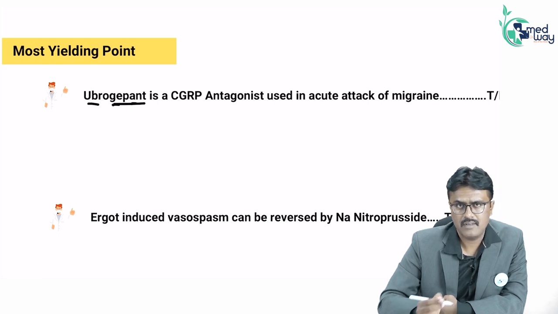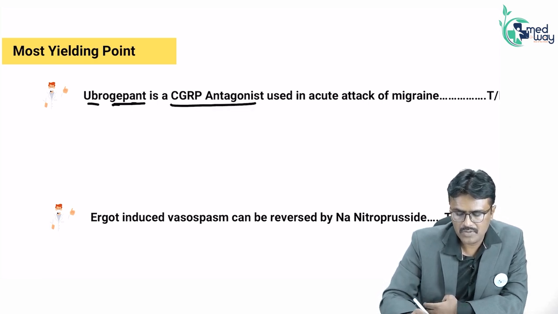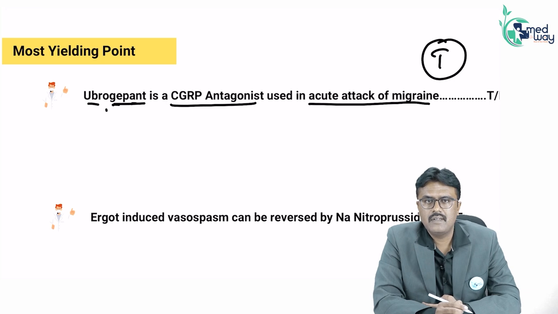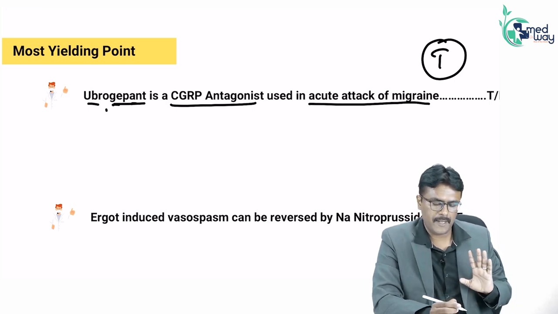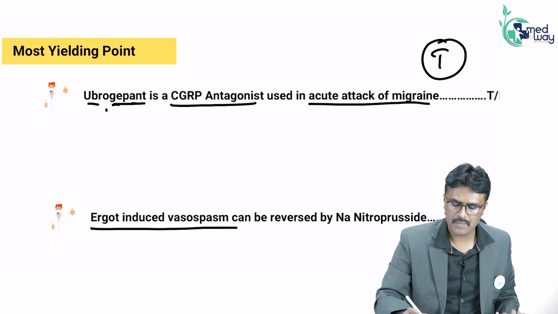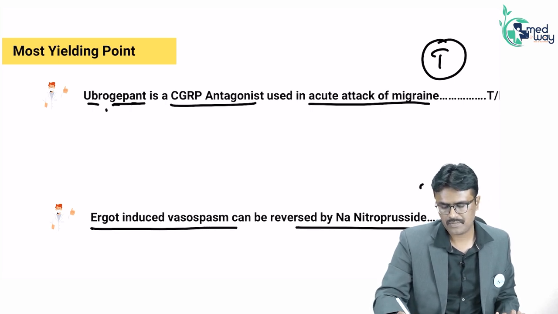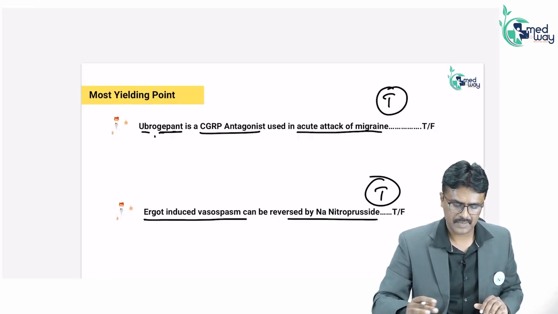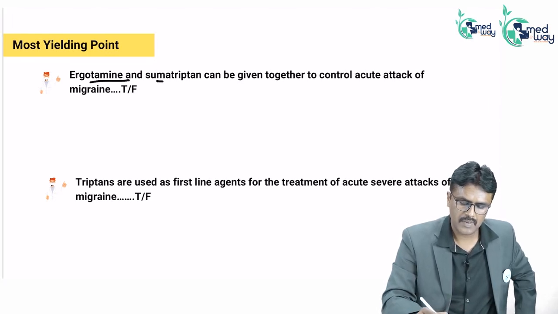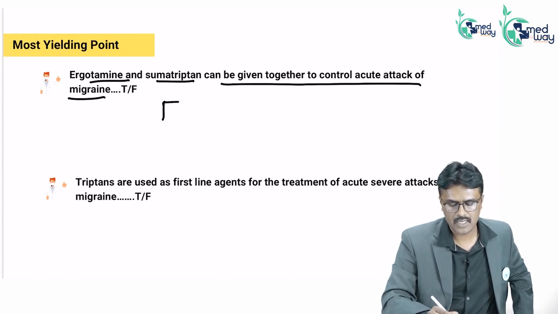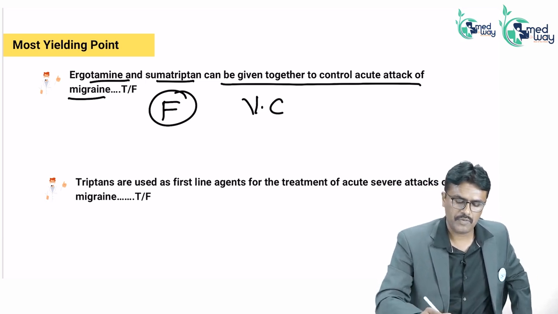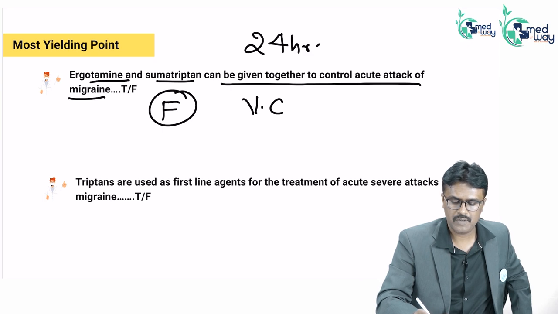Ubrogepant, G-Pant, Rishabh Pant. It's a CGRP antagonist used in acute attack of migraine. True or false? True. So any G-Pants, they block CGRP and they are used in attack of migraine. Ergot-induced vasospasm can be reversed by sodium nitroprusside. True. The reason is sodium nitroprusside is an equal dilator of artery and vein. Ergotamine and sumatriptan can be given together to control acute attack of migraine. True or false? False, because both are vasoconstrictors. The BP may go up, there may be a stroke. So if you want to give them, you should give a gap of 24 hours.